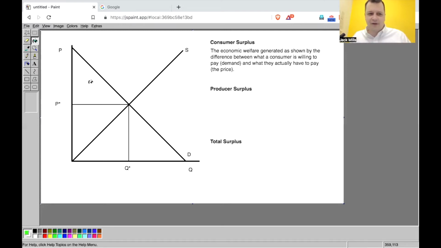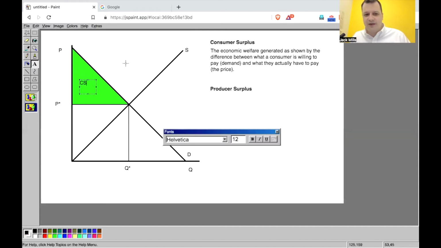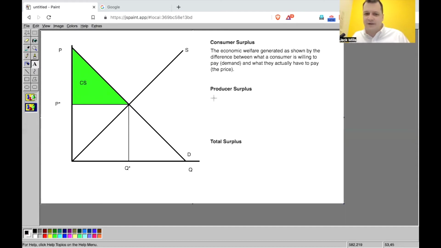Okay, I'm going to pick this bright green, and I'm going to go right to where that triangle is. Huh, look at that. I'm going to pick my letter A, and I'm going to label it consumer surplus. And that's it. Now, producer surplus, it's going to be the bottom triangle.